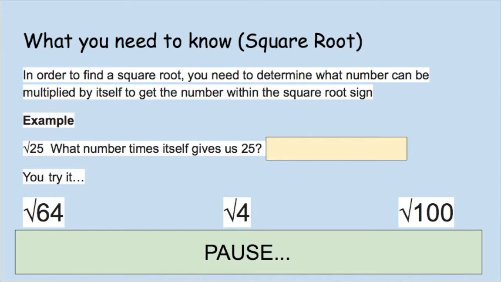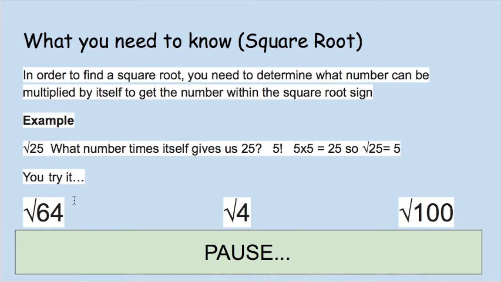In order to find a square root, you need to determine what number can be multiplied by itself to get the number within the square root sign. So here's an example. We have the square root of 25. What number times itself gives you 25? If you said 5, you are correct. 5 times 5 equals 25, so the square root of 25 equals 5.